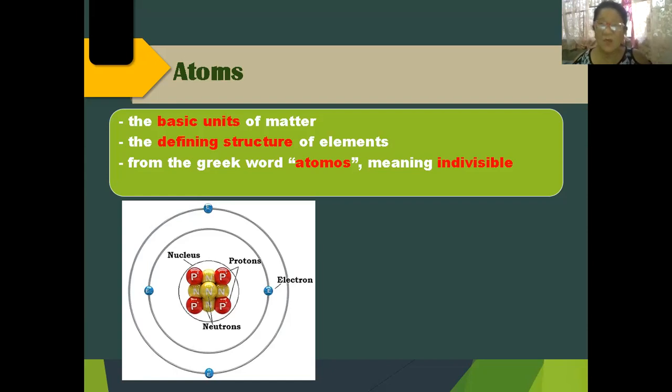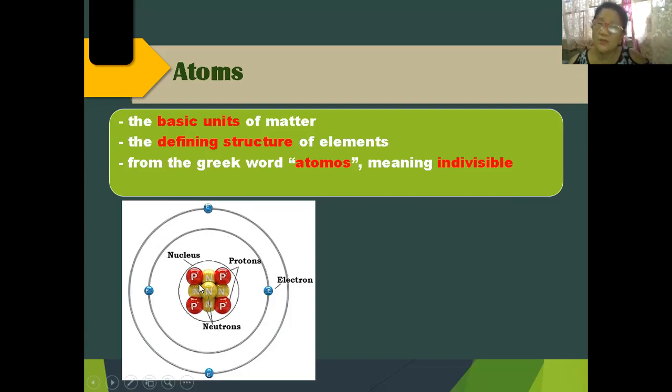But as the years go by, we come up with this idea during modern chemistry that atoms are not indivisible. There are subatomic particles. Here are its subatomic particles. Inside the atom, there are three particles. Inside the atom, there is the nucleus.